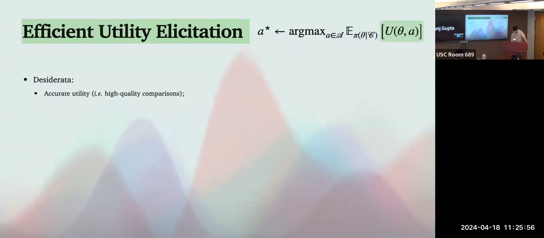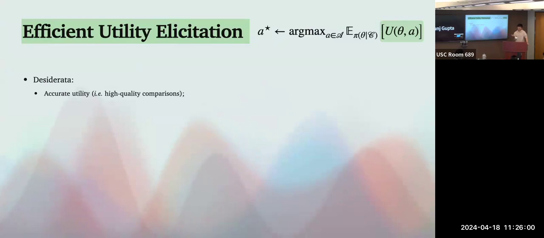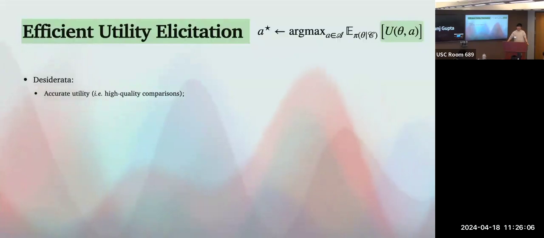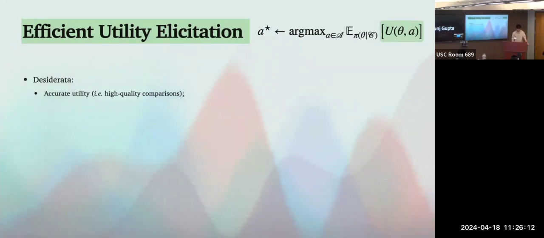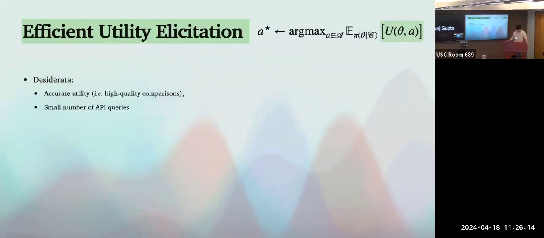So the question is, we are going to get this kind of preferences, but what we're going to try is to get it in a more efficient manner, because if we're going to do pairwise comparisons for all of our state action samples, that's going to be super duper expensive, and we don't have the budgets to prompt GPT-4 that many times. So the goal here is that we want to get accurate utility by ranking them with as good of a ranking as possible. And we're going to try to make it with a small number of API queries.